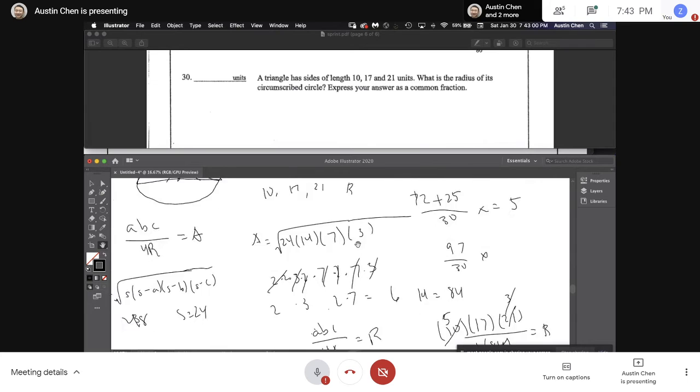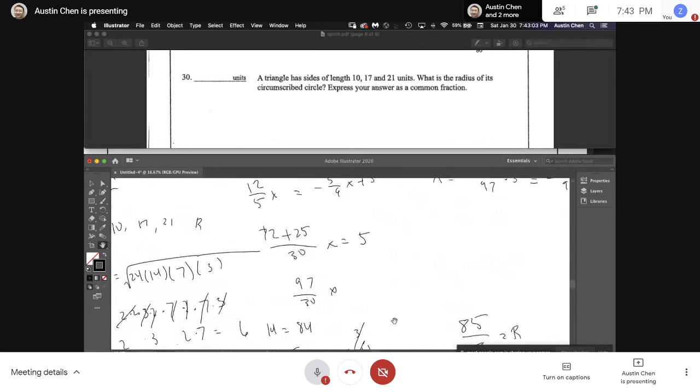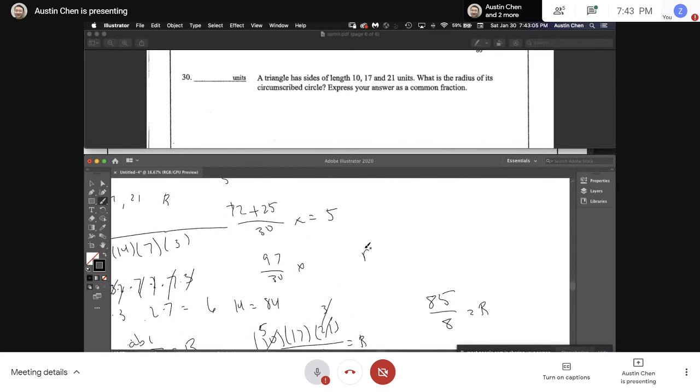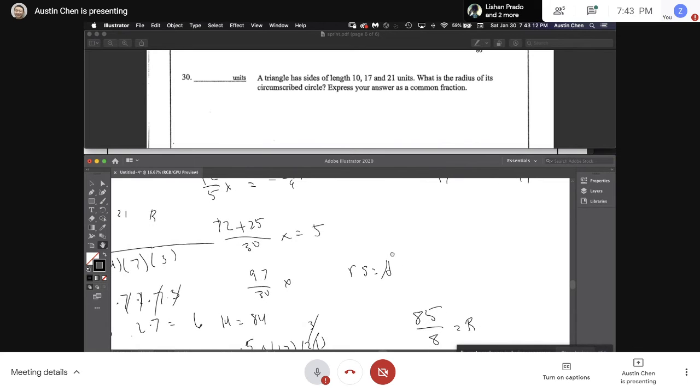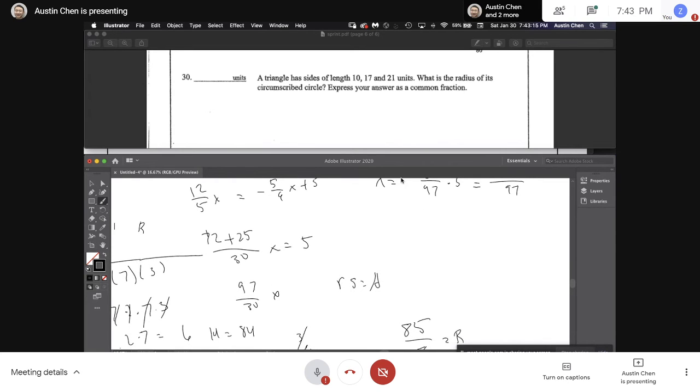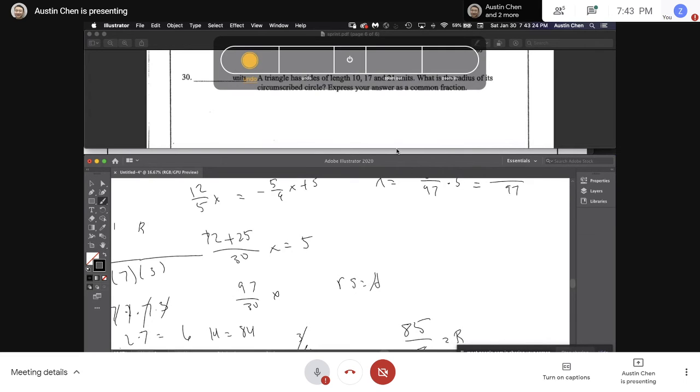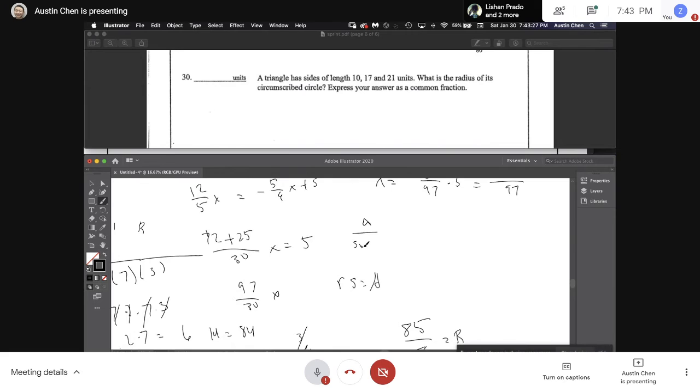You also have an equation with the inradius, and that is the inradius times the semiperimeter is also equal to the area of the triangle. You also have another one with the circumradius: side a over the sine of that angle A is equal to 2R. It was that.